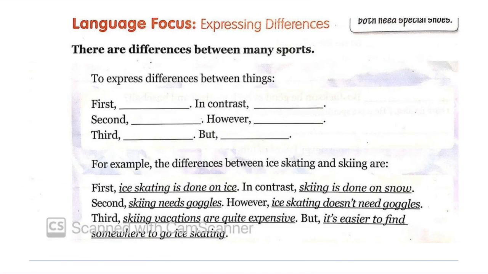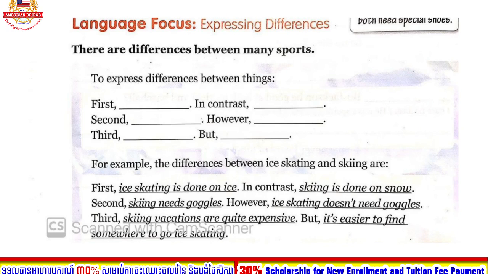Language focus, expressing differences. With this point, the teacher would like to review all of you because we have learned it already, right? To express differences between two things, we can use these. As you can see here, these are what we call linking words. First, second, and third are linking words of order. We use these words to say the order or to put the ideas in order.